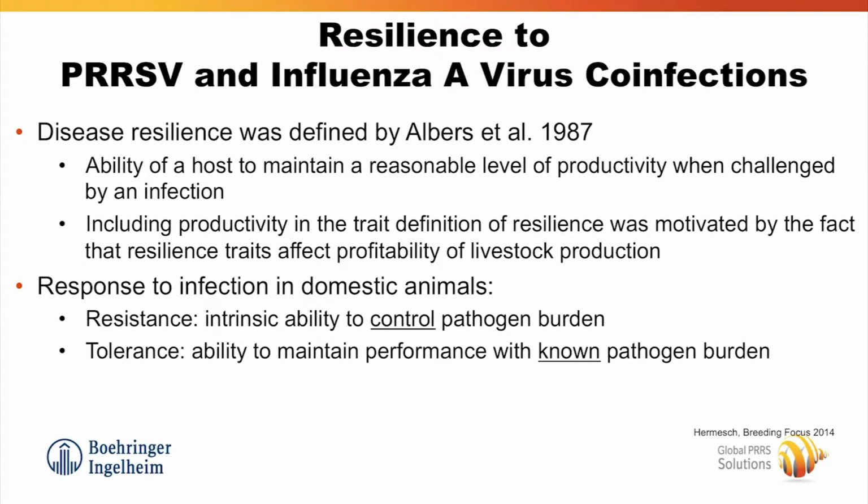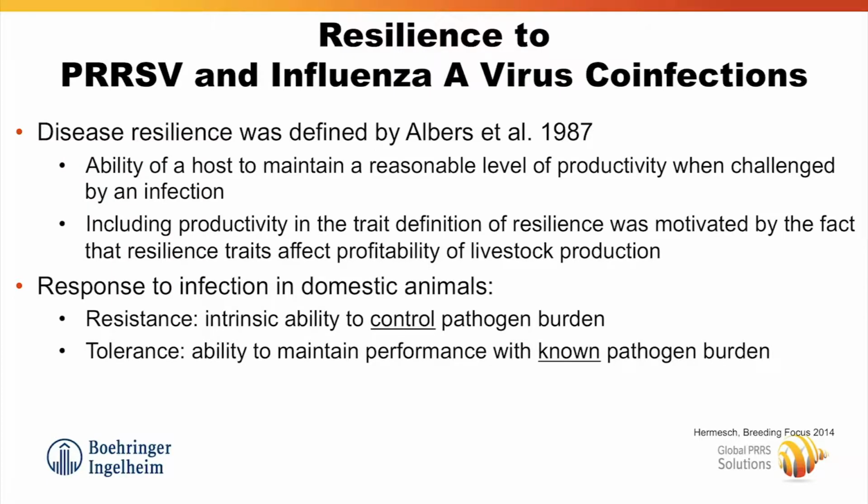So resilience to PRRS and influenza co-infections is our topic today, or my topic that I am discussing today. And in looking at how we would define this, through researching this particular topic, going back to '87, there was a publication by Albers that described resilience as the ability of a host to maintain a reasonable level of productivity when challenged by an infection. And I think that's consistent with what Dr. Harding had just presented to us a minute ago. And productivity was included in the trait definition of resilience because of the fact that resilience traits can affect profitability in livestock production. So definitely one of the bigger factors that come into consideration there.